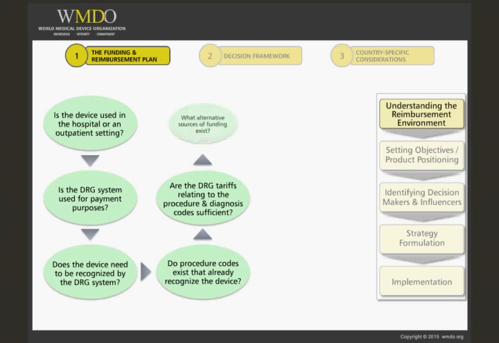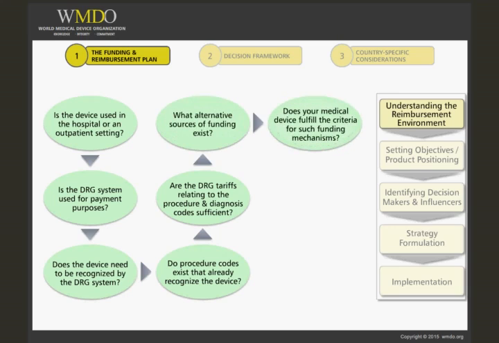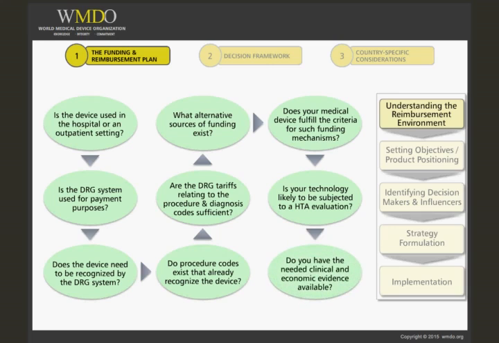You should also consider what alternative sources of funding exist, such as innovation payments, and whether these are feasible approaches for your particular technology. Another important consideration when you evaluate a reimbursement environment is to take into account the likelihood of having to undergo a HTA assessment. And do you have the clinical and economic evidence to fulfill the requirements of such an evaluation?